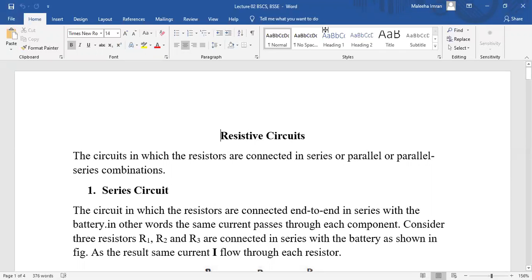Capacitive circuits mean circuits in which the capacitors are connected in series or parallel, and inductive circuits represent the ones where the inductors or the coils are connected in series and parallel.